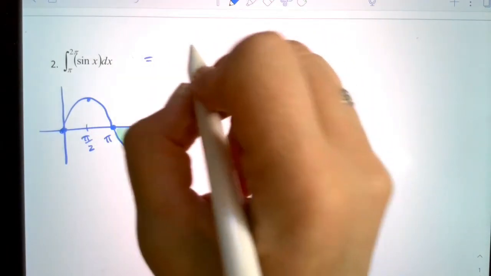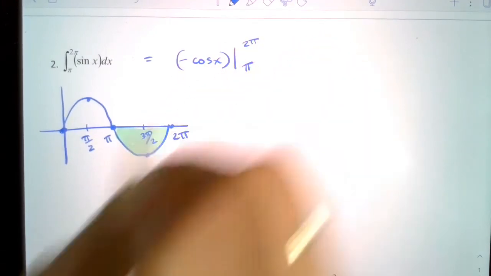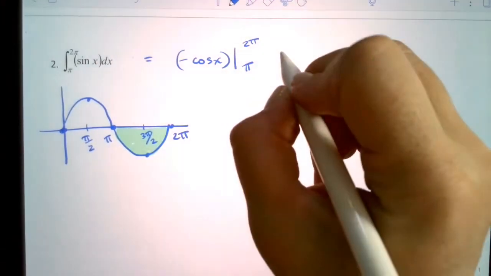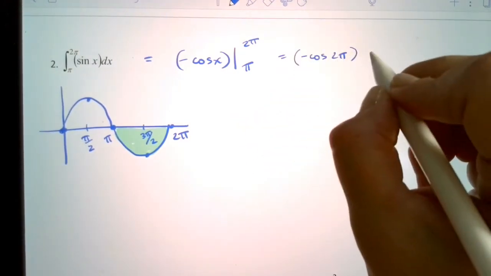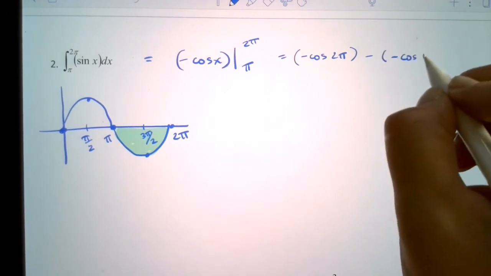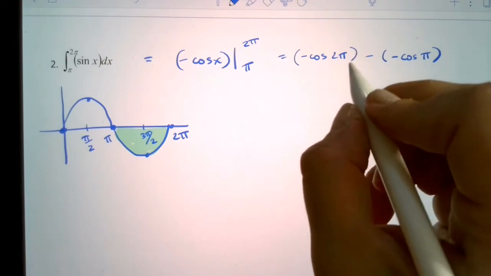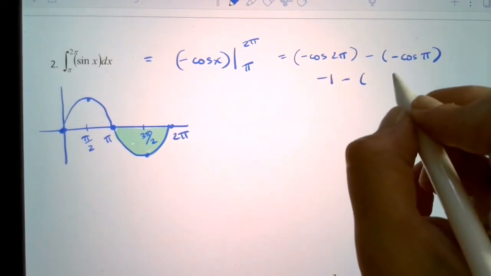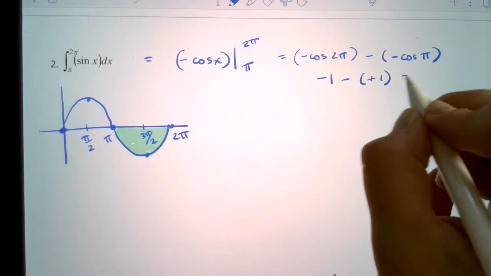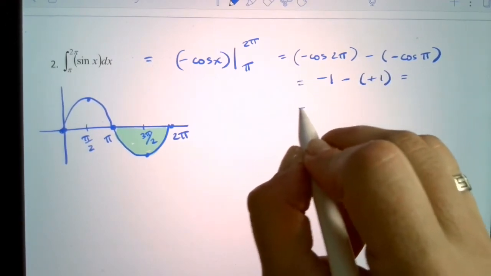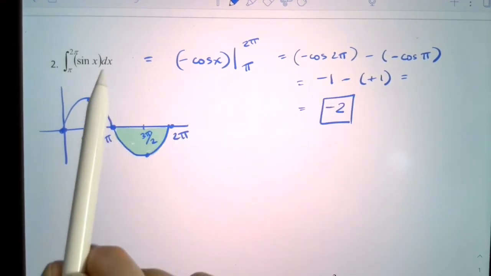The antiderivative of sine is negative cosine. Make sure that we're good at remembering all of our trig rules. And of course, I'm going to use that fundamental theorem of calculus. I'm going to evaluate negative cosine of 2 pi, and then evaluate negative cosine of pi. And so cosine of 2 pi is 1. Cosine of pi is negative 1. So I end up with an answer of negative 2. That's the value of that definite integral, for sure.